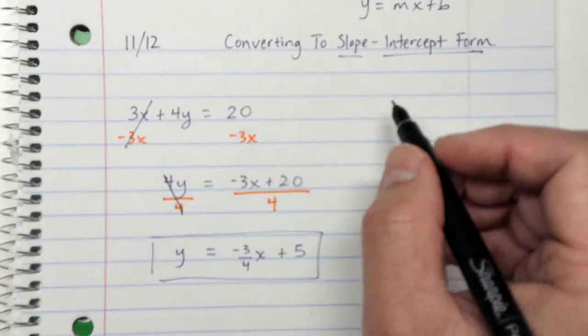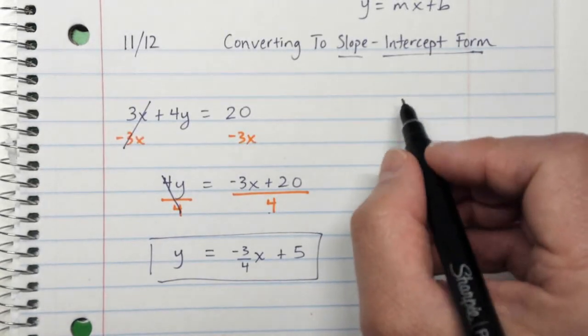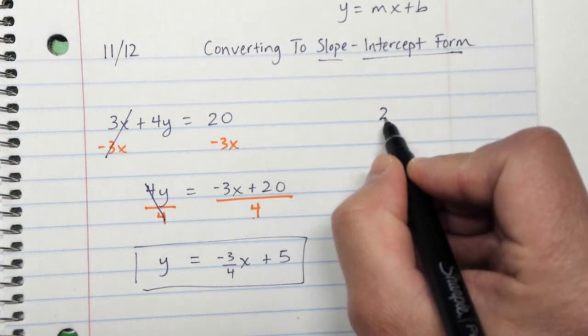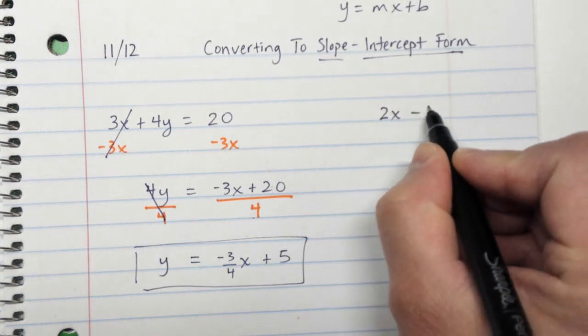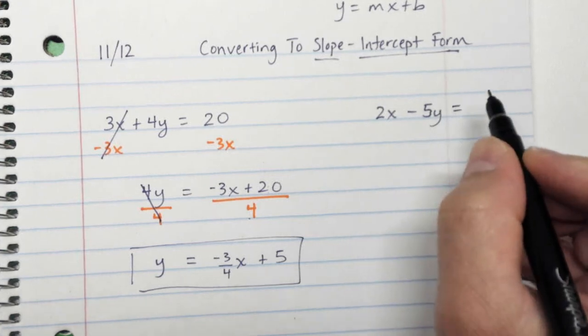Okay, and then let me do another one over here. I'll make it a little bit harder with negatives. Oh my gosh, that's an ugly 5. Sorry about that.